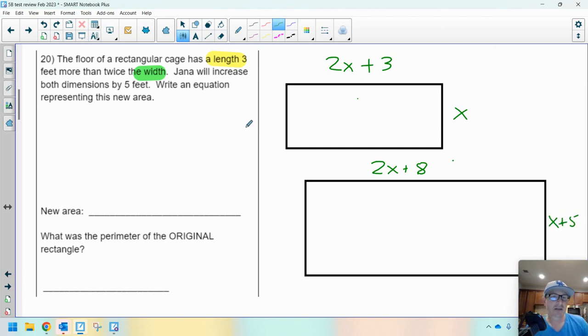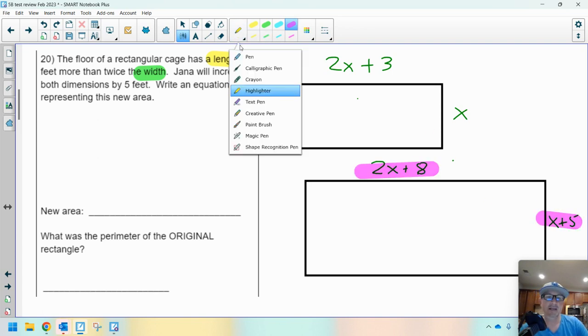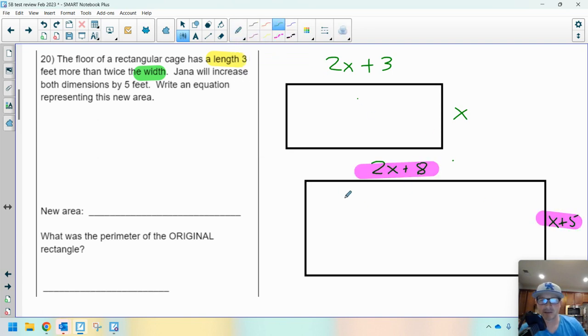So now they want to know the new area of this bigger rectangle. So we have length and width. How do we get the area of a rectangle? Length times width. 2x plus 8 times x plus 5. This is a binomial. We can FOIL this, okay?